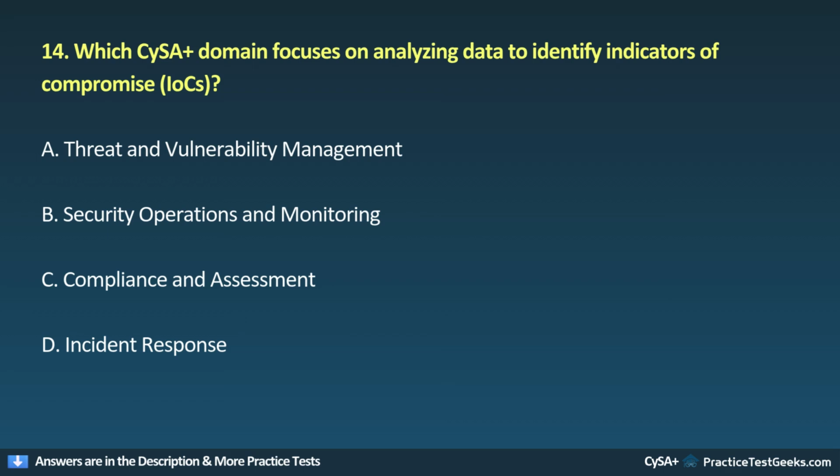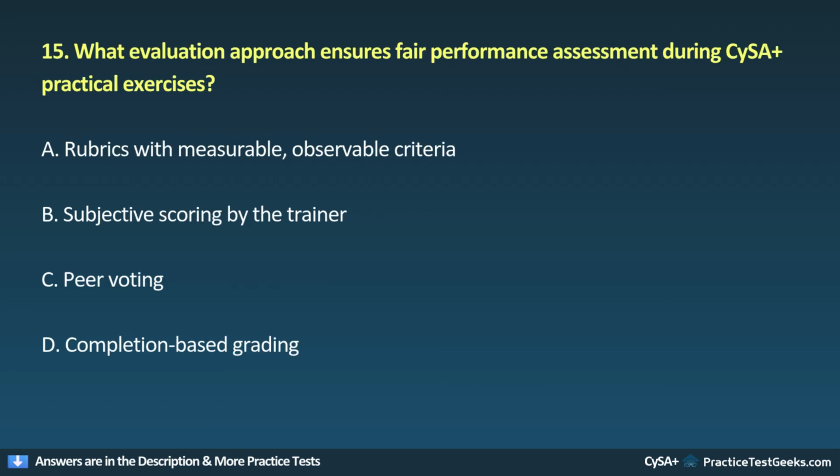14. Which CySA+ domain focuses on analyzing data to identify indicators of compromise (IOCs)? A. Threat and vulnerability management. B. Security operations and monitoring. C. Compliance and assessment. D. Incident response.